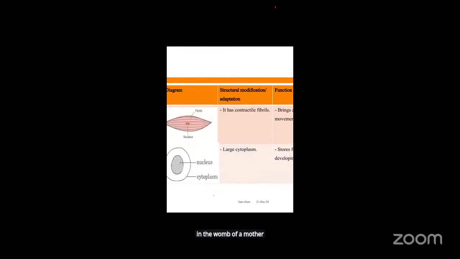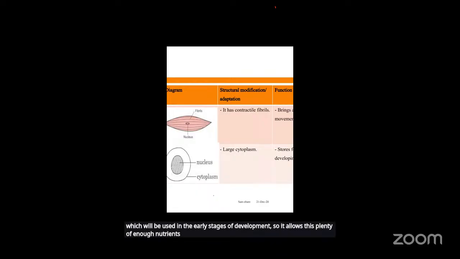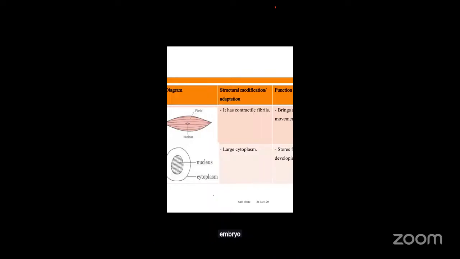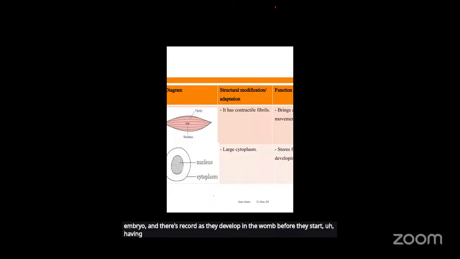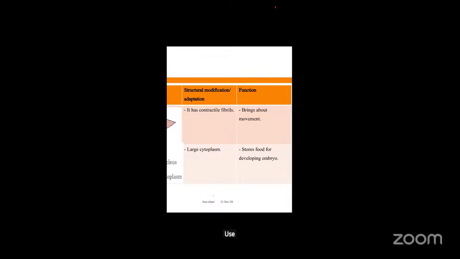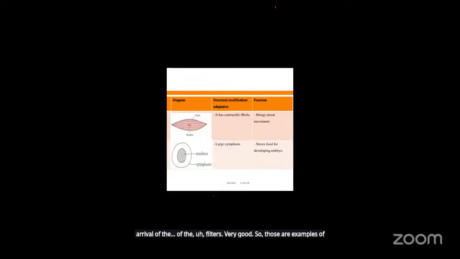So, a structural modification of an egg cell is that it has a large cytoplasm. The reason it has a large cytoplasm is because it must carry food which will be used in the early stages of development. So there are plenty of nutrients which will be used by the embryo and the zygote as they develop in the womb, before they start having features which can be used for the survival of the fetus. Very good. So those are examples of specialized cells in plants and animals.